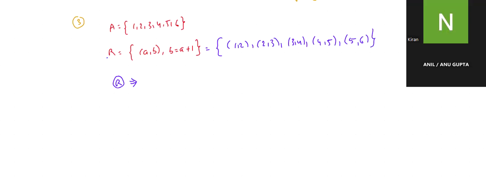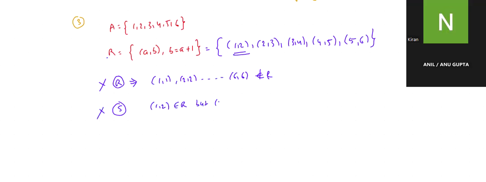It is not reflexive. (1, 1), (2, 2), and so on up to (6, 6) do not belong to R. Therefore, not reflexive. Is it symmetric? No, because for example (1, 2) belongs to R, but (2, 1) does not belong to R.